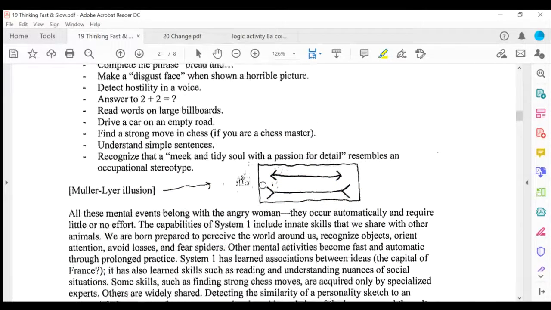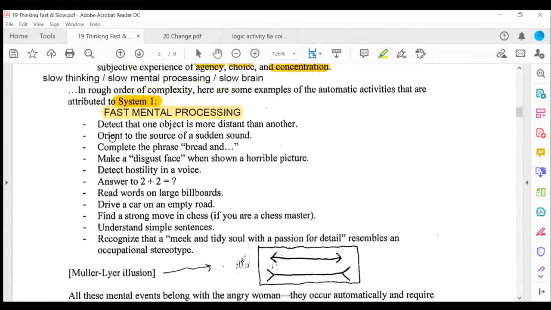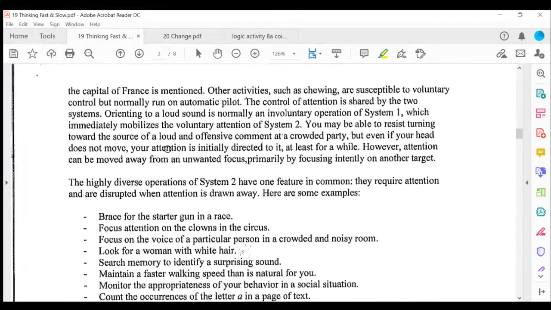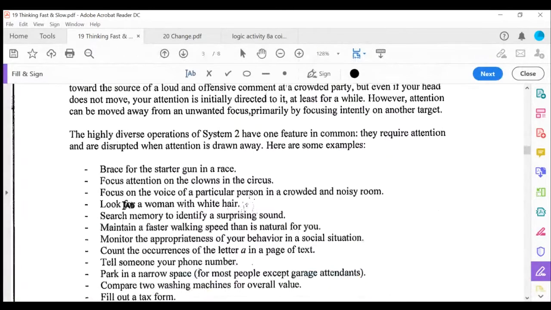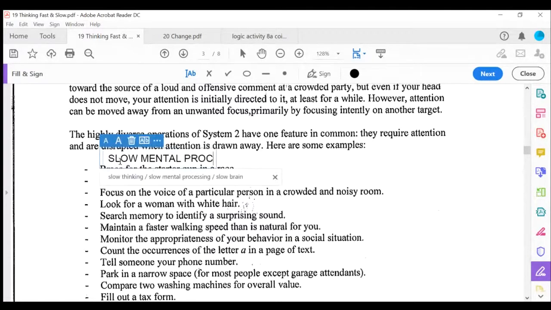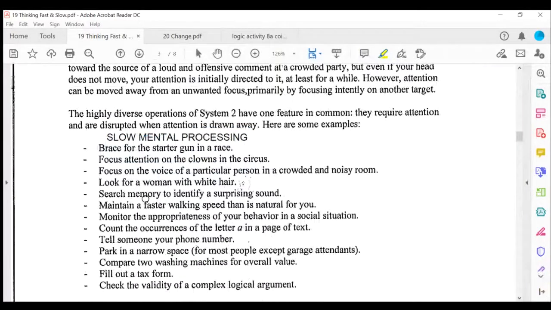All right, so those are good examples of fast mental processing. Now let's skip to the next page and look at some examples of slow mental processing. The effortful, deliberate, slow mental processing is stuff like this. Bracing for the starter's gun in a race. If you've ever run a race, you're focused exactly on that one sound that means you can go, that you can start running.